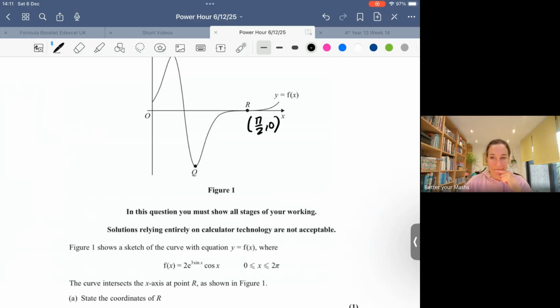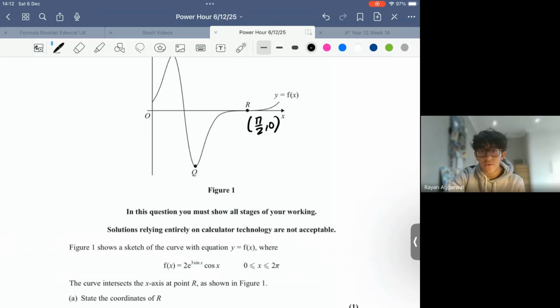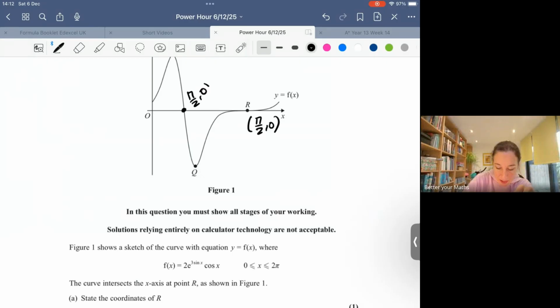Who can tell me why that one is not? Ryan. Because there is a point of intersection before it, so you'd have to find the next solution. Exactly, because they haven't given it a name. It's difficult to realize sometimes that you have another intersection first. So this first solution is this one. So we need to find the next one.